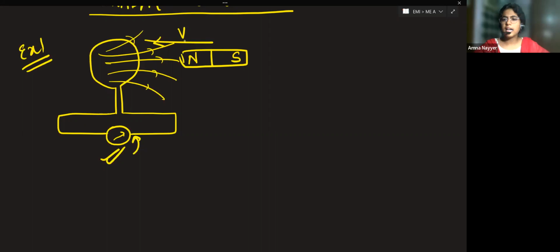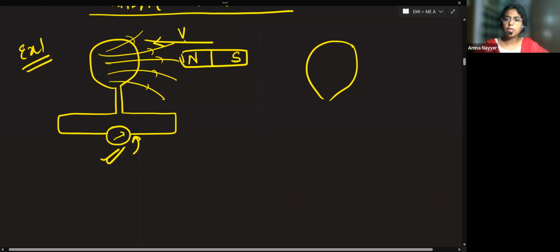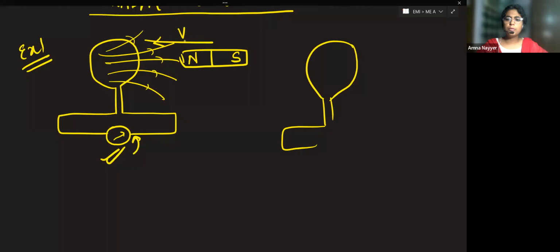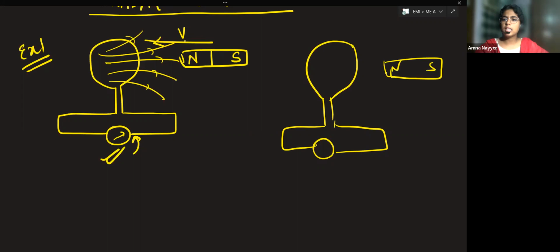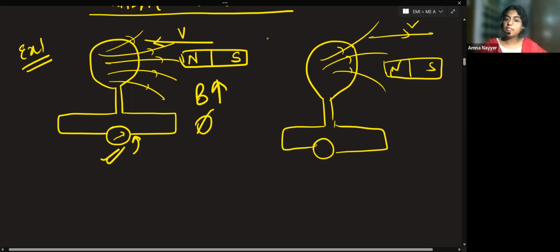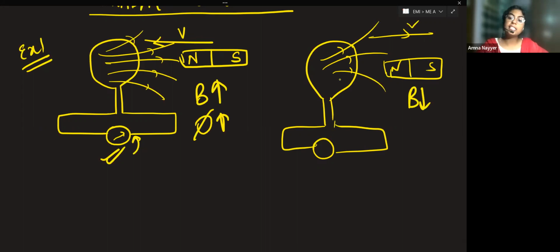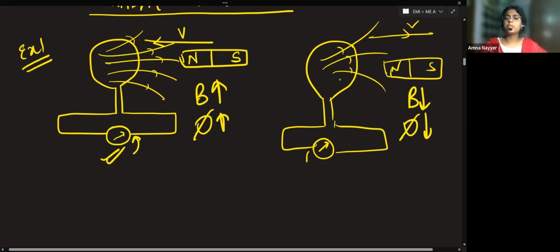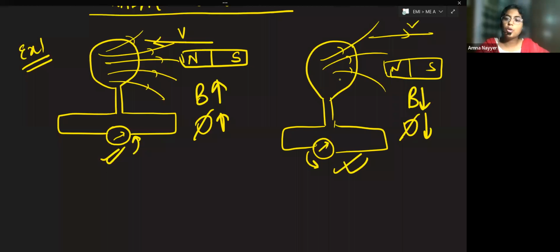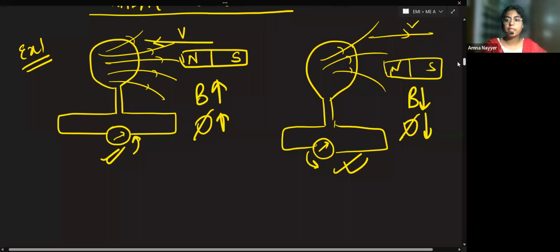The second thing that was observed: the same coil was taken, looped, with the galvanometer, and this time the bar magnet, north south, was moved away with some velocity V. Magnetic field lines decreased. When the bar magnet moved towards it, the magnetic field lines and the magnetic flux increased. Here the field lines decreased, flux decreased, but the galvanometer again deflected, in the opposite direction. It means current was still flowing.